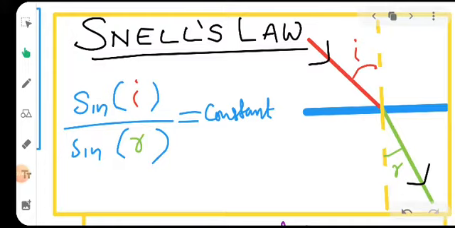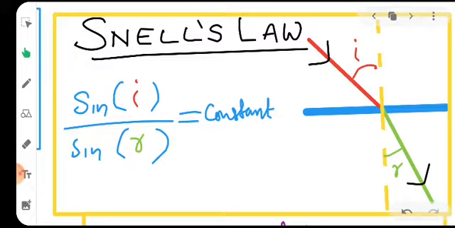We have learned Snell's law in our previous lectures. Snell's law is the basic reason why all this happens. It is the relation between the angle of incidence and the angle of refraction. It's a trigonometric relation, and that is why you have sines involved. So what does Snell's law state?